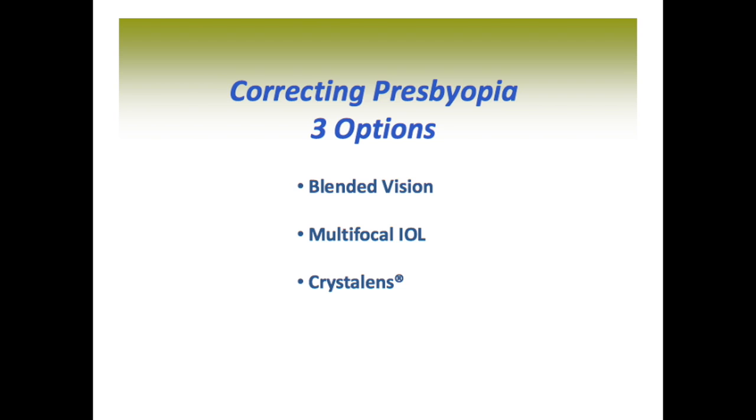So remember, the first goal of cataract surgery is just to see well with your glasses. The second goal is, while we're at it, we'll try to minimize your need for glasses. If you have astigmatism, we can correct that. And we can also try to make it so that not only can you see well at distance without glasses, but also at close. What I'm referring to now is the correction of presbyopia. And there are three options to do this: blended vision, multifocal intraocular lenses, and an intraocular lens known as crystal lens. Let's take a look at these three options.